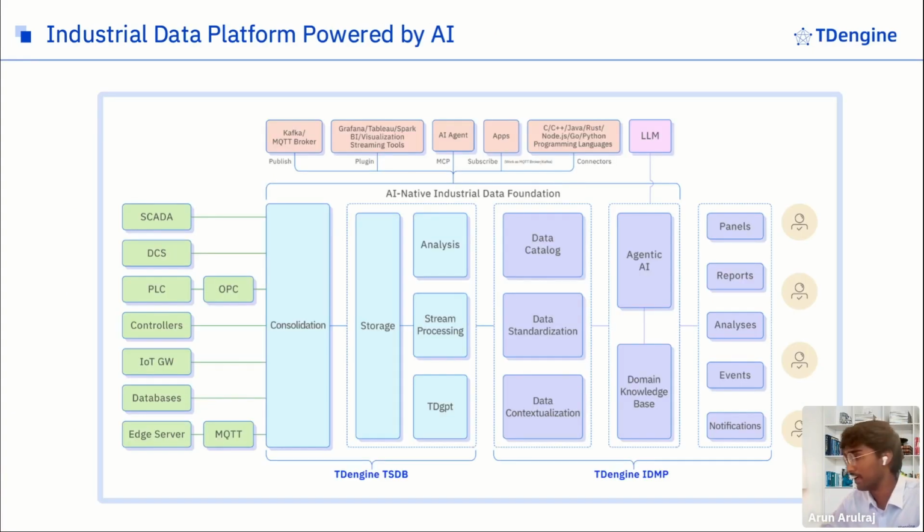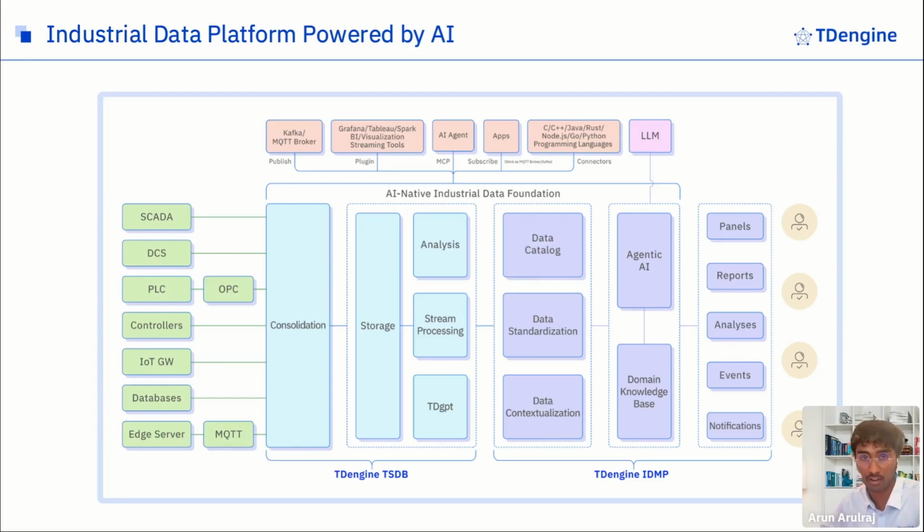Now going straight to the actual core product. There's a couple of things, right? We connect to industrial protocols like OPC UA and MQTT, and we consolidate that data and store it in our time series database. From there, you can run stream processing, advanced analysis, and even do forecasting with machine learning models through our TDGPT. That's the backbone of our product.